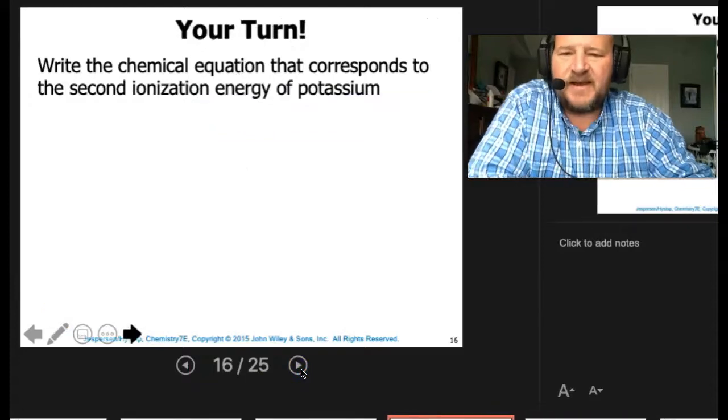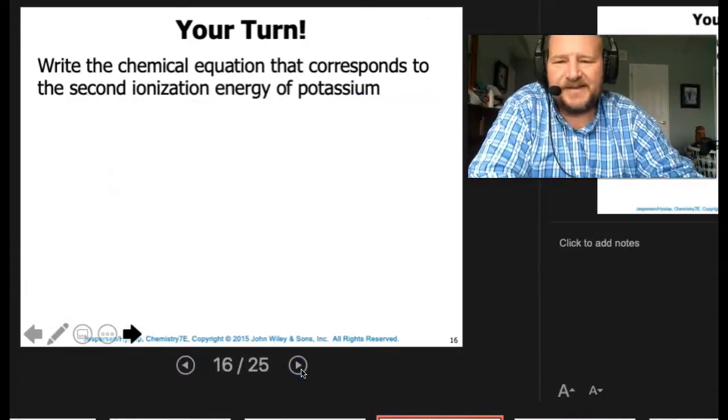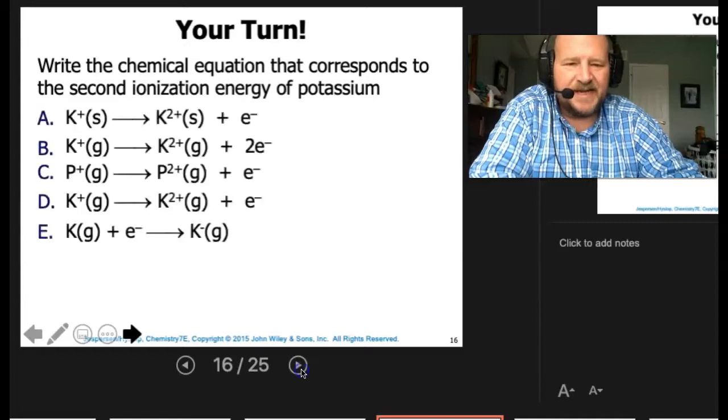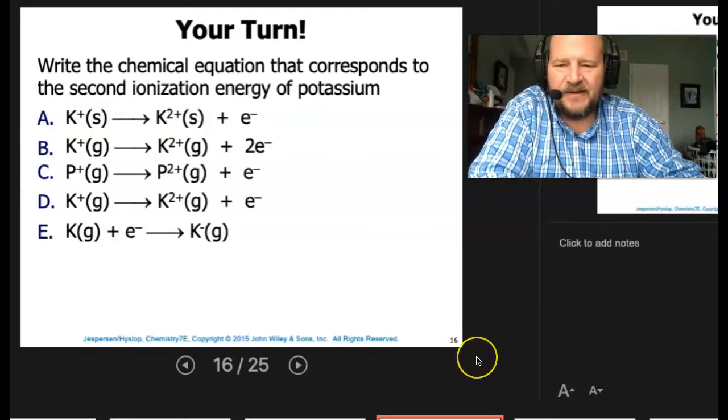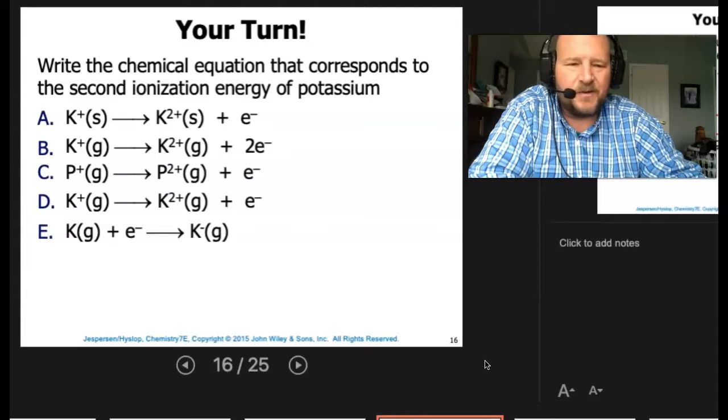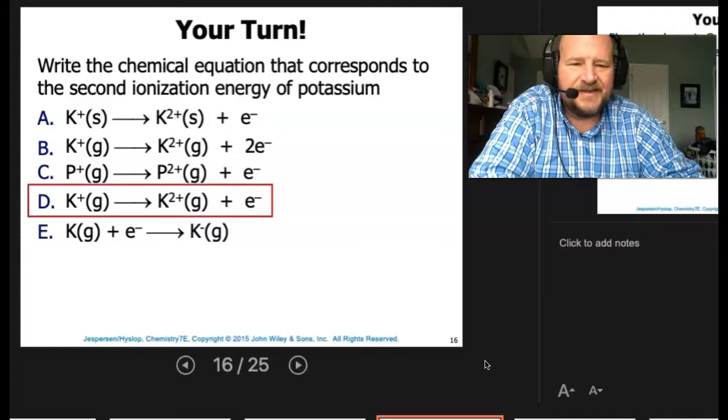All right, so write the chemical equation that corresponds to the second ionization energy of potassium. Remember, we want to pull the second electron out of potassium. That means we have to be starting with K plus. Also, we know we're doing this in gas, which means our answer has to be D.